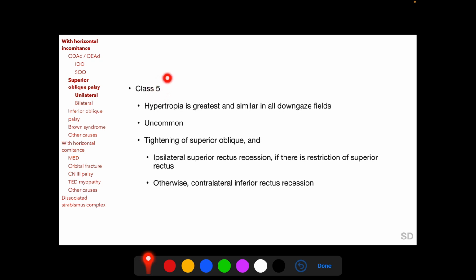In class 5 patients, hypertropia is greatest and similar in all down gaze positions, that is straight, right and left. This is an uncommon situation, and tightening of superior oblique is required, in addition to which, if there is restriction of the superior rectus muscle because of long-standing hypertropia, the superior rectus muscle should be recessed. Otherwise, recession of the contralateral inferior rectus muscle is done, which decreases the relative hypotropia of the contralateral eye.